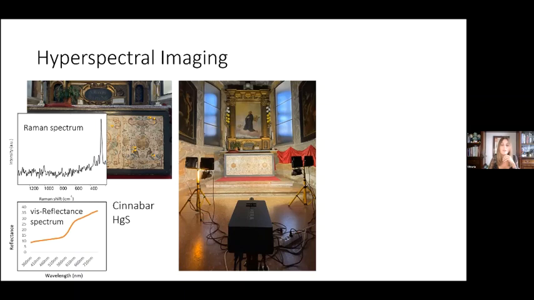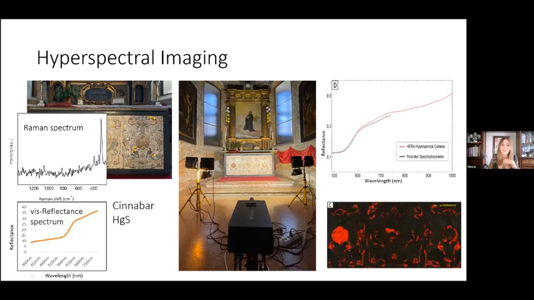Indeed, visible reflectance spectra of cinnabar and red ochre are not as straightforwardly different as Raman ones, but are immediately distinguishable. Then the hyperspectral image on the altar was taken. The slides show the results obtained for cinnabar with the Nireos Kira hyperspectral camera. In particular, you can see the spatial distribution of cinnabar employed by the artist in false red color, this one.